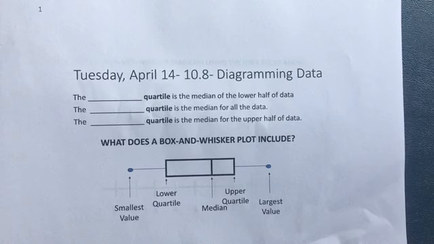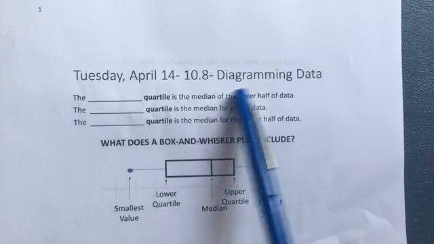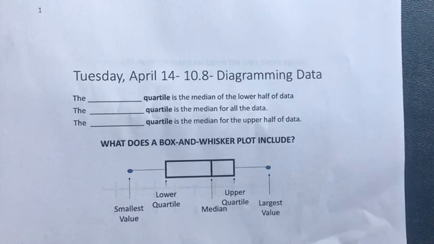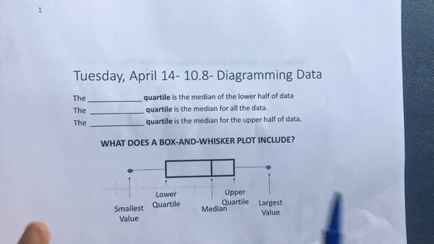We are looking at 10.8, diagramming data. We're going to be here for a few days because there are a few different things wrapped up within this one section. But today we're going to be looking at the box and whisker plot. Before we learn about the box and whisker, we need to learn some definitions. So the first fill-ins here, let's talk through these definitions.